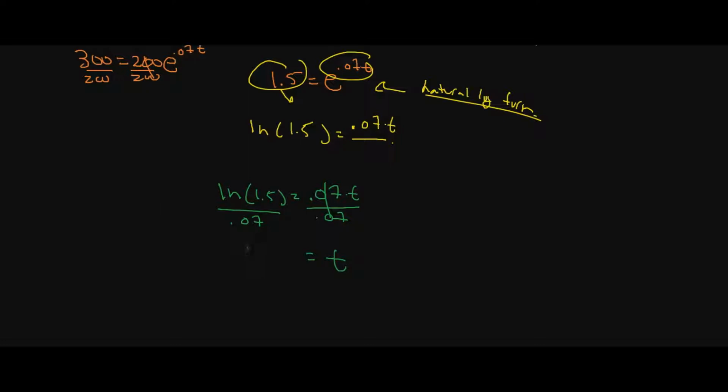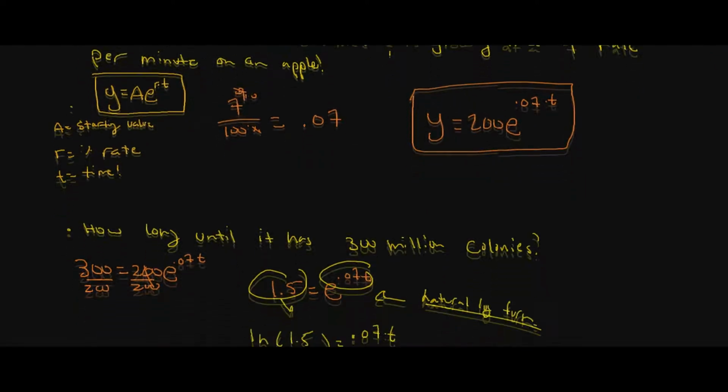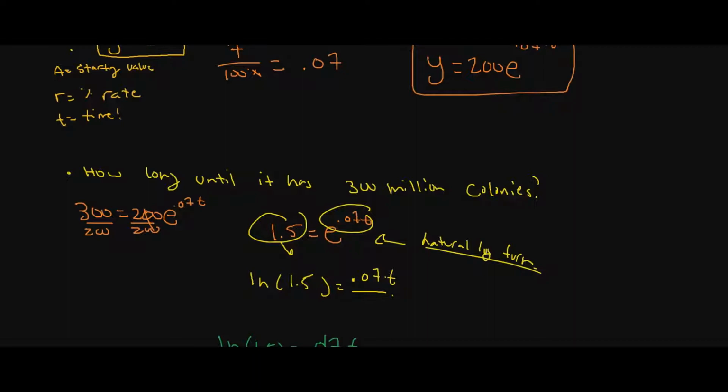That means in 5.9 minutes, we're going to grow from 200 million to 300 million colonies of bacteria on a rotten apple. Pretty crazy, pretty intense when you actually think about it for a second, that when you're dealing with bacteria, it grows tremendously fast. All right, let's go ahead and take a look at maybe another example problem.